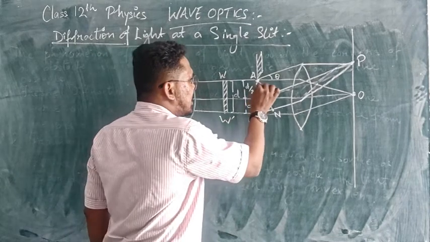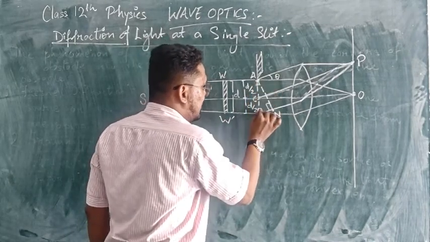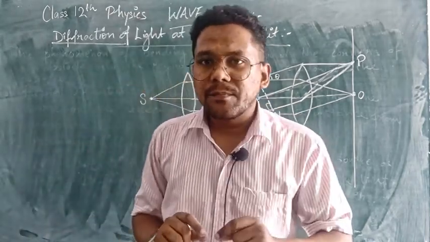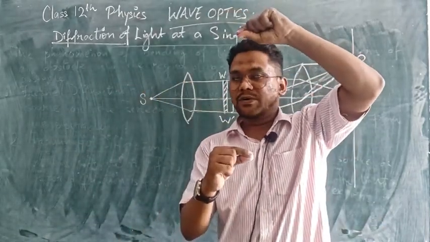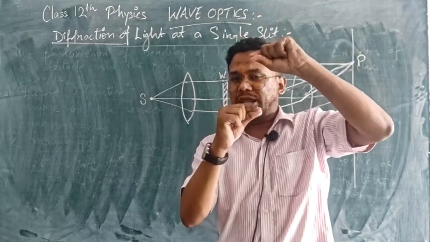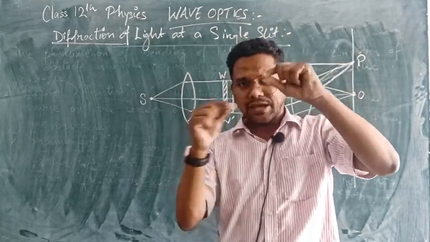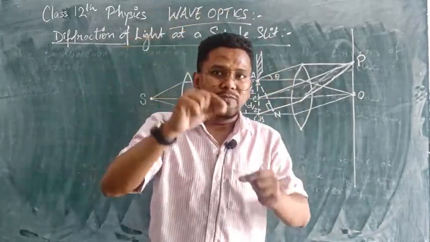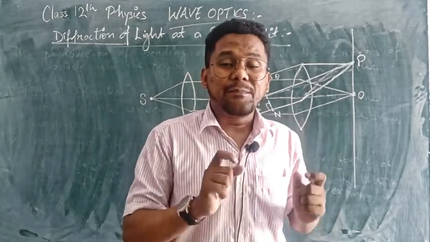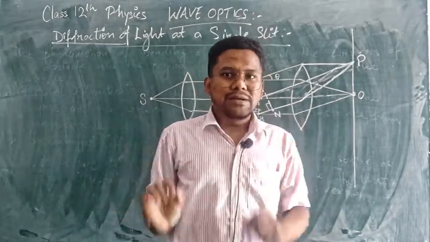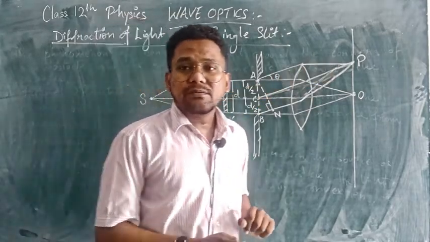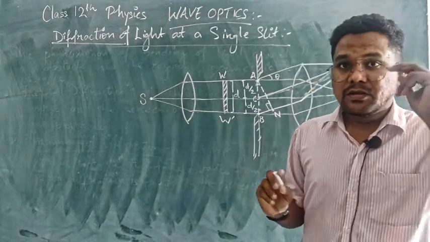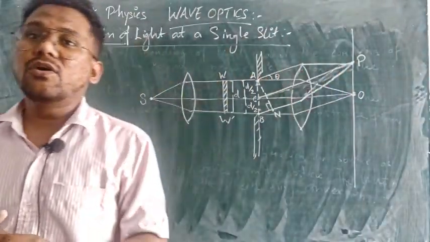But not only A to P and B to P. What happens? For every point here, there will be an opposite point here, which will be having path difference lambda by 2. Suppose this and this are having lambda by 2 path difference. So this and this again are having lambda by 2. This and this again are having lambda by 2. So for every point in the upper part, there will be a point in the lower part which will be just cancelling it, or for which the path difference will be lambda by 2. So basically this point P becomes a position of minima. Correct. So let us discuss the condition for minima.